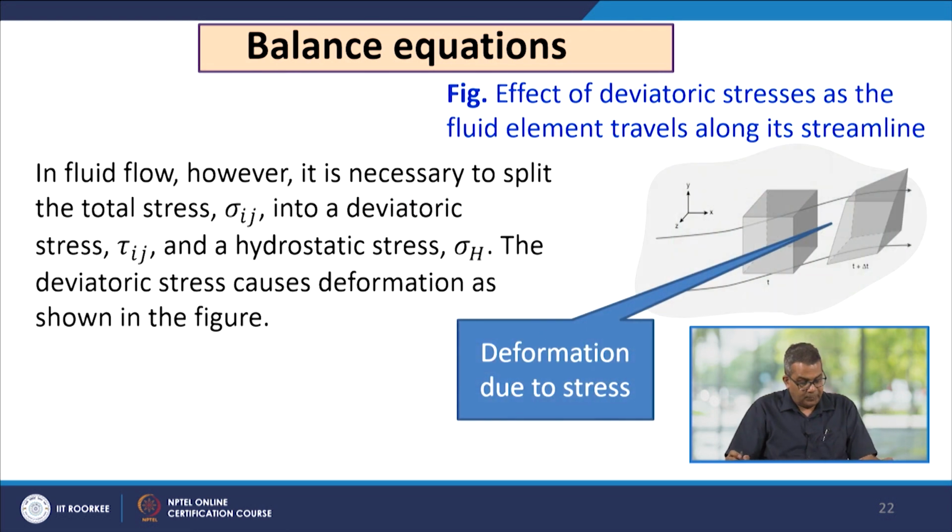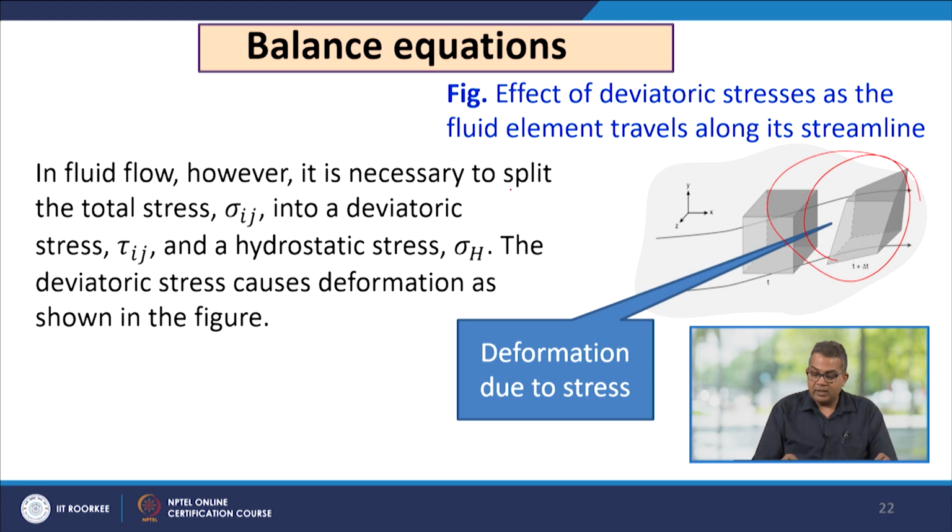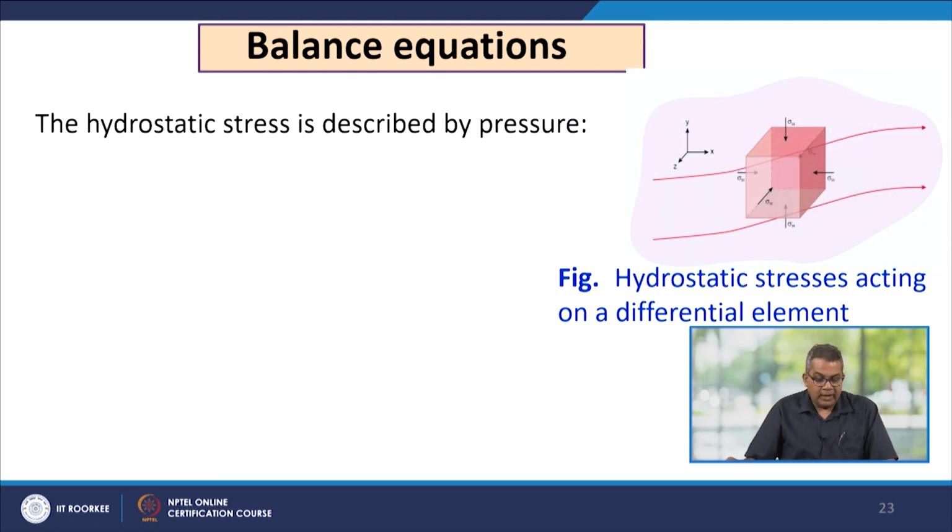Now, this particular term represents the deformation due to stress. This is the effect of deviatoric stresses as the fluid element travels along the streamline. In a fluid, however, it is necessary to split the total stress into the deviatoric stress tau and the hydrostatic stress. Deviatoric stress causes the deformation as per this figure. The hydrostatic stress is described by the pressure. Here you see the hydrostatic stress acting on a differential element.